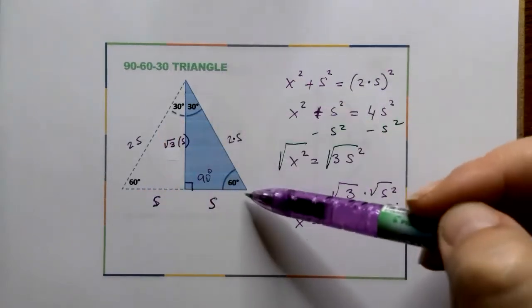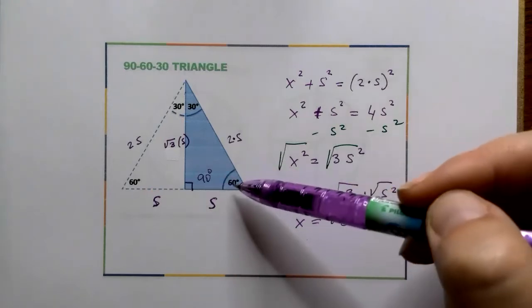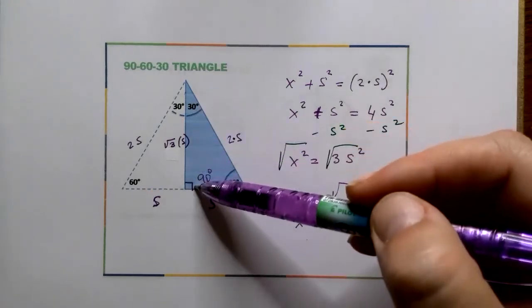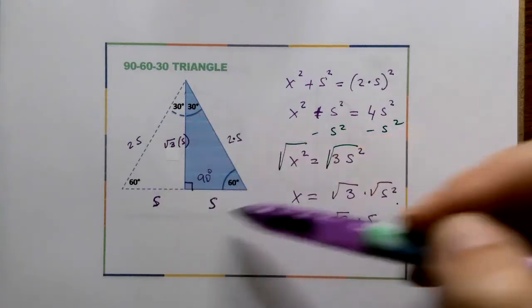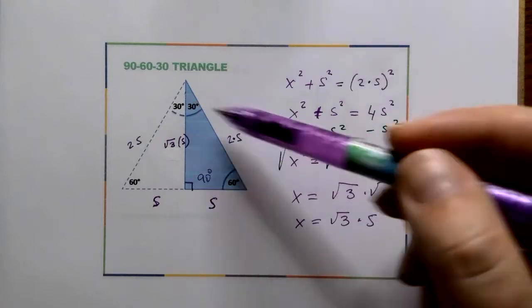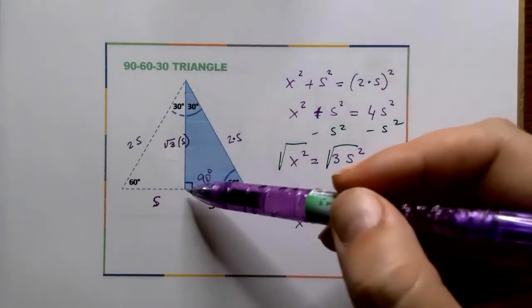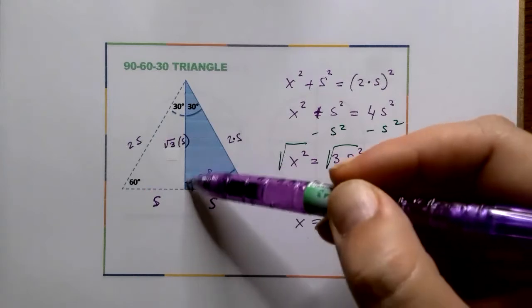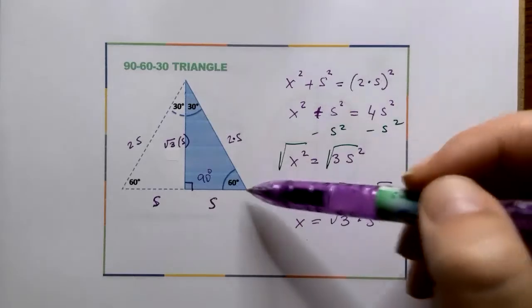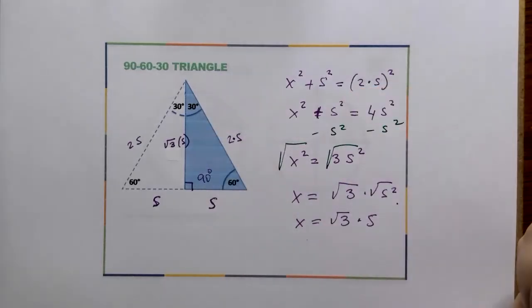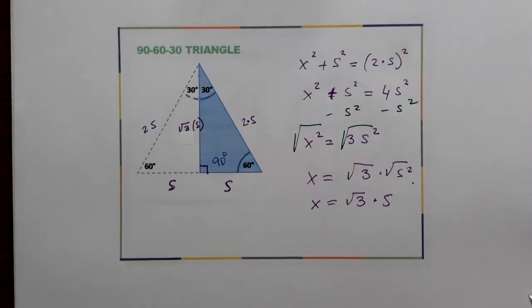Okay, so if we have a 60, 30, 90 triangle, that's the relationship among those sides. So the shortest side has a length of S. The longer leg adjacent to the 90 degree angle is square root of 3 times S, and the hypotenuse is 2S. So using this triangle now, we can actually figure out the 6 trigonometric functions of angles 60 and 30.